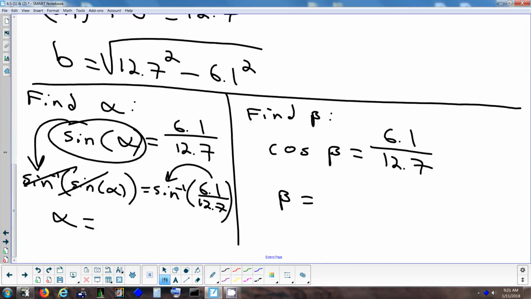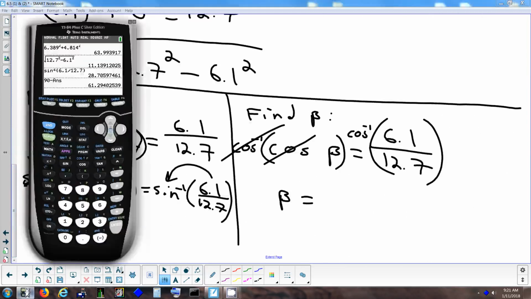What function do I use here to get beta by itself? Jason? Arc cosine. Yeah, so we can use arc cosine or inverse cosine. I'm going to take the inverse cosine of what's on the left, and the inverse cosine of what's on the right, and let's see what we get. So, inverse cosine of 6.1 over 12.7, I get exactly the same thing. So the fact that I got the same answer for beta two different ways confirms I probably did it correct.